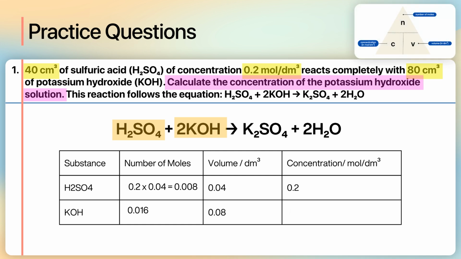Remember, we are using the equation concentration is equal to moles divided by volume. The concentration of KOH is 0.016 moles divided by 0.08 dm cubed, which is 0.2 moles per decimeter cubed. So, the concentration of the potassium hydroxide solution is 0.2 moles per decimeter cubed. Let's look at one more question.